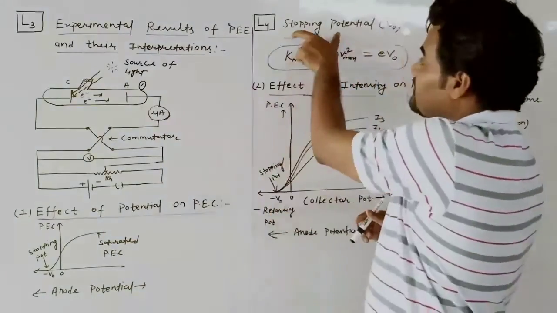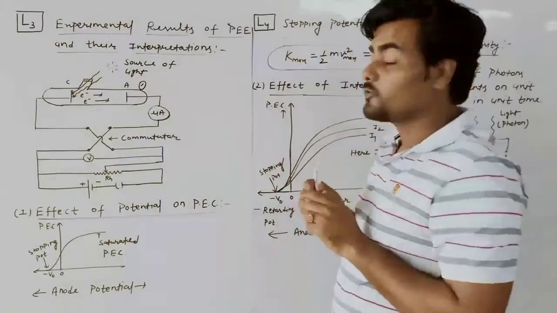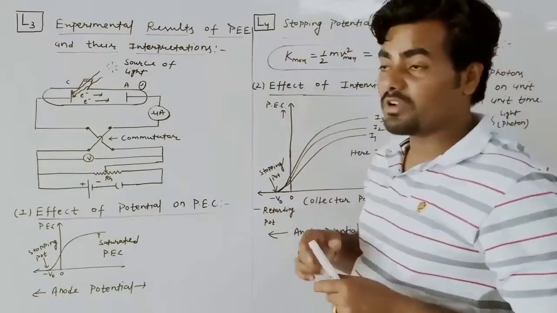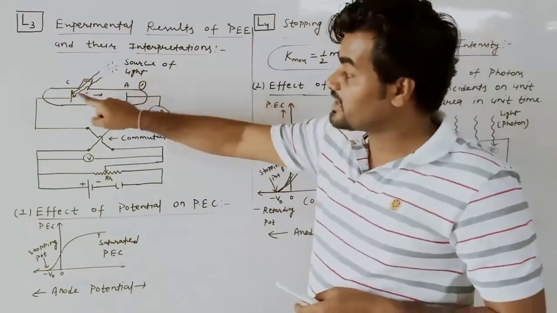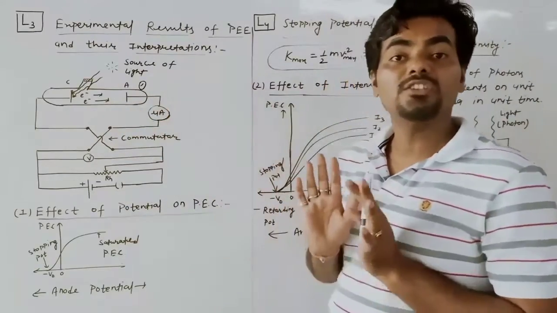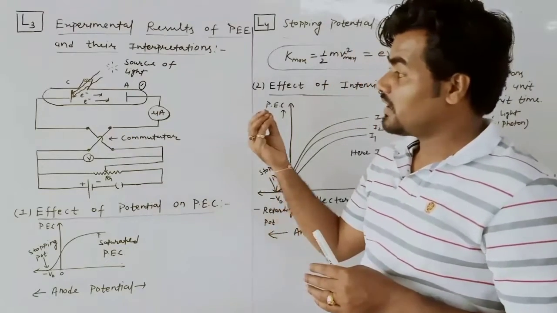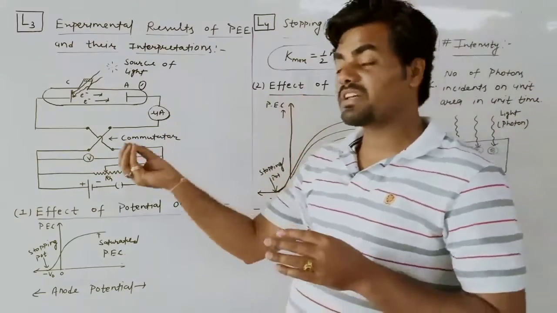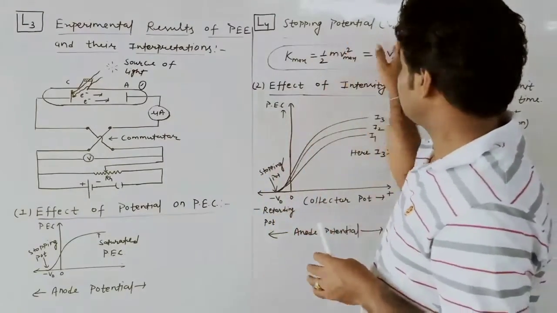So what is the definition of the stopping potential? We represent the stopping potential by V0. How can one define the stopping potential? The negative potential on the anode with respect to the cathode, at which the photoelectric current becomes equal to 0. That is, the electron of the greatest kinetic energy is not able to reach up to the anode. This negative potential is known as stopping potential.